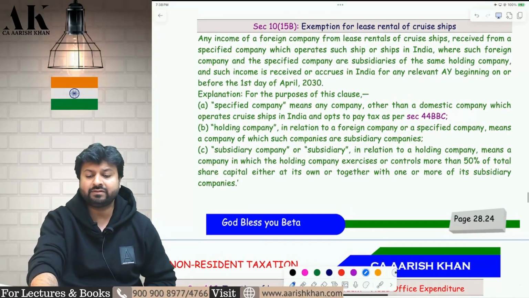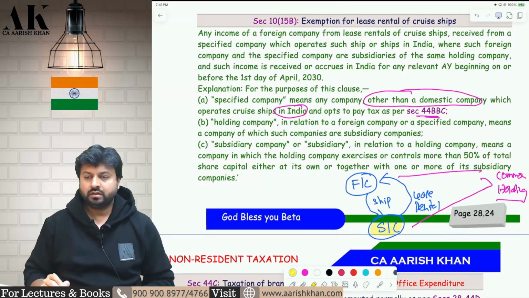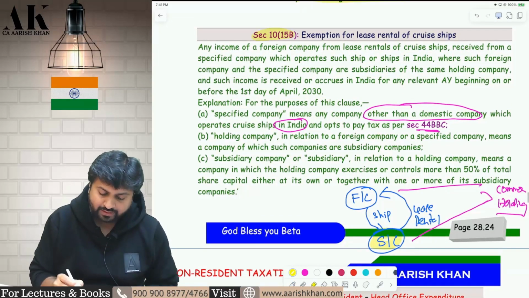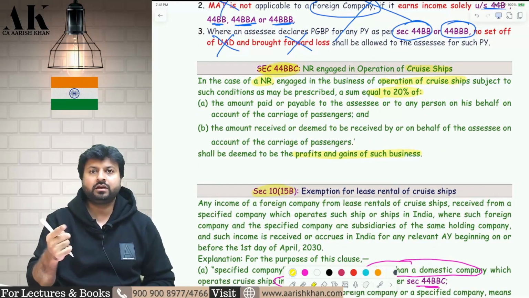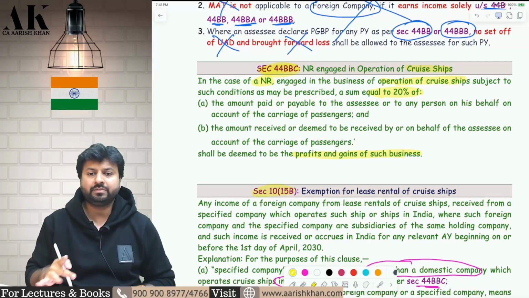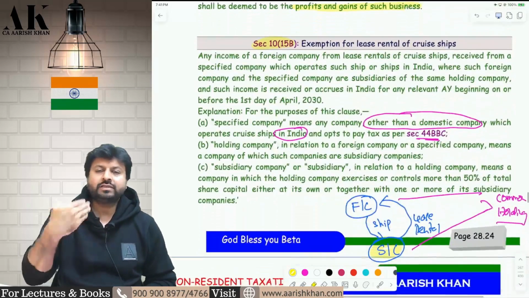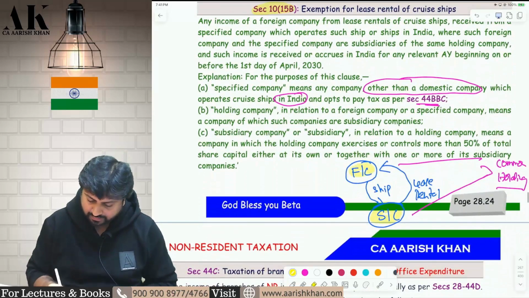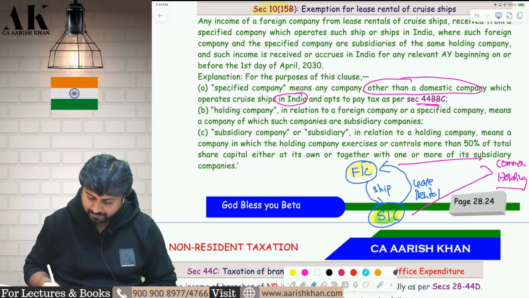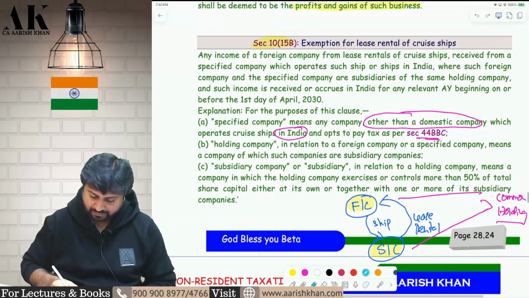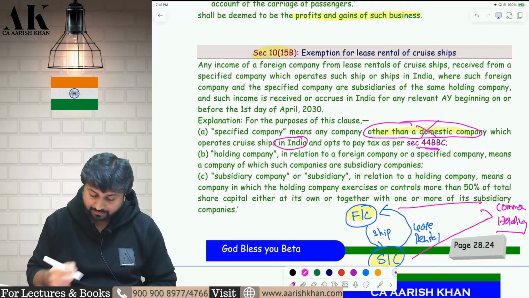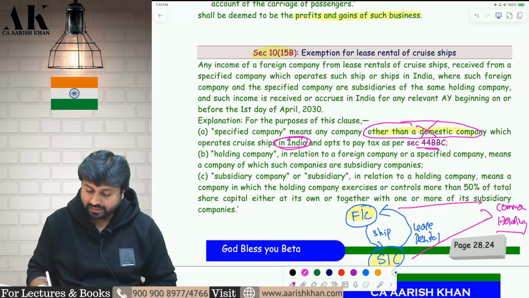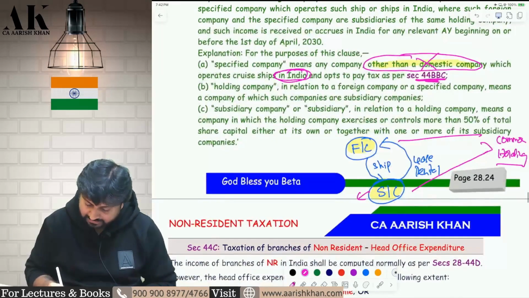For that I will make one small diagram first and then I will explain you. Okay. Now to explain this, they have also made one separate section. First of all, they have said that 44BBC will be applicable to non-residents who are operating cruise shipping in India. They will be liable to 20% deemed income tax. Okay. Now they are also giving some exemption to these people. Suppose there is a foreign company over here and there is a specified company over here. First of all, we need to understand the definition of specified company. Who is a specified company? Specified company means it is not a domestic company. It is other than a domestic company who is running some cruise shipping in India and they are following 44BBC. So this is a foreign company, another foreign company who is following 44BBC.